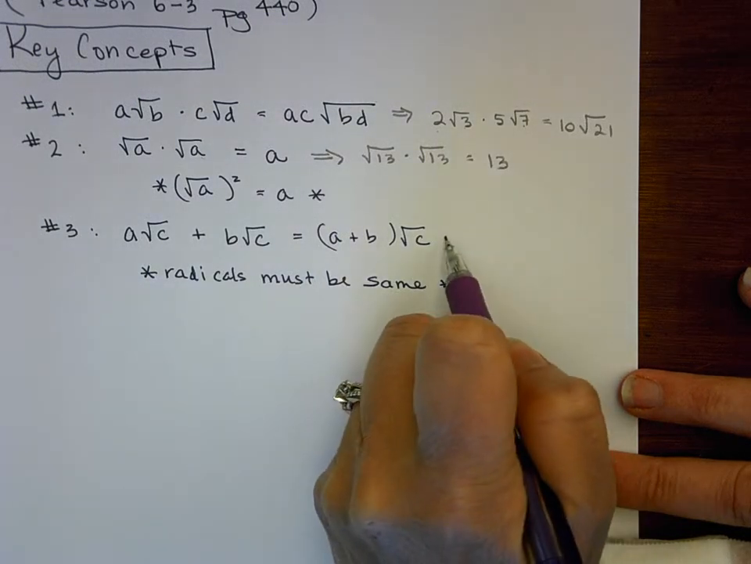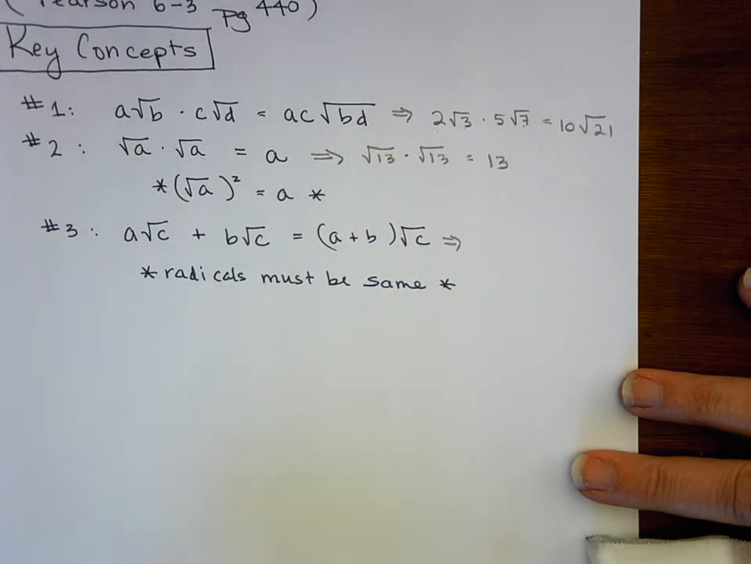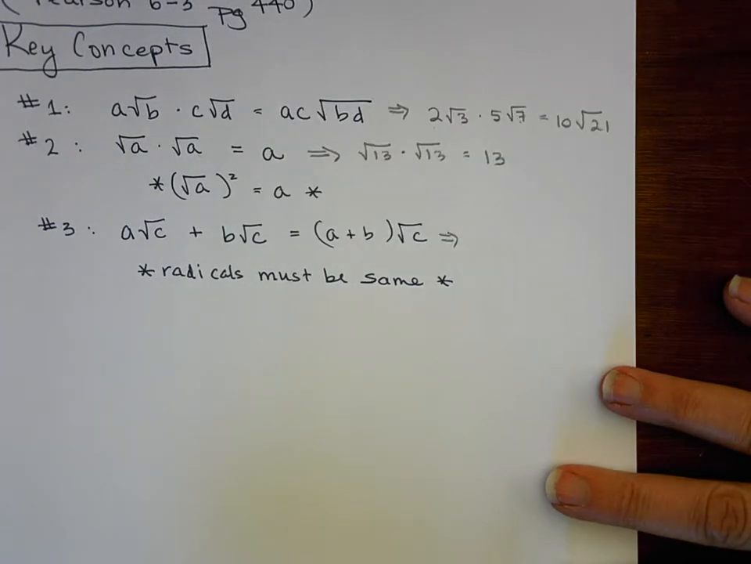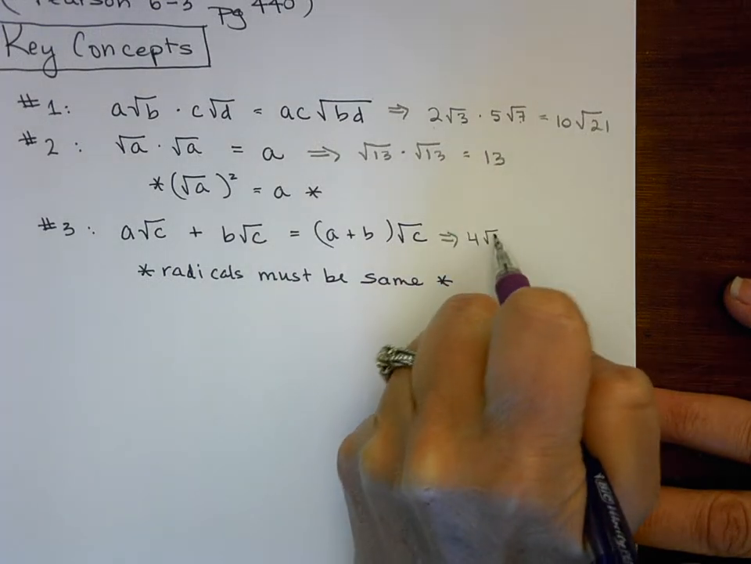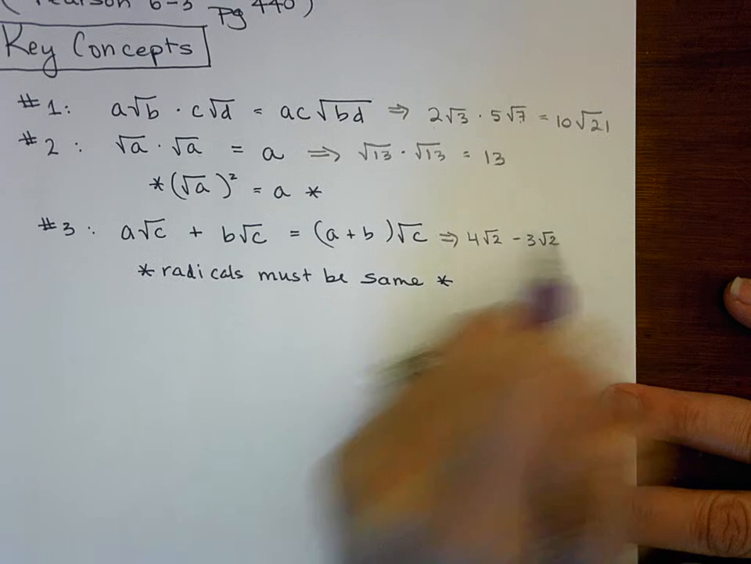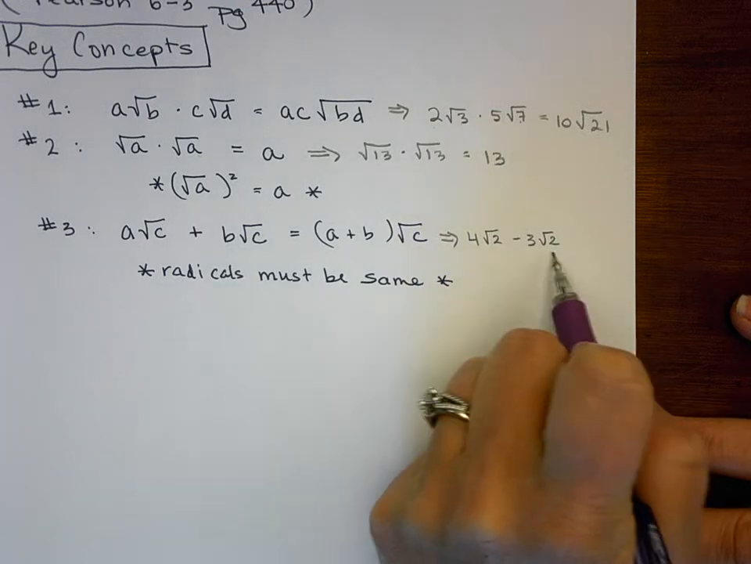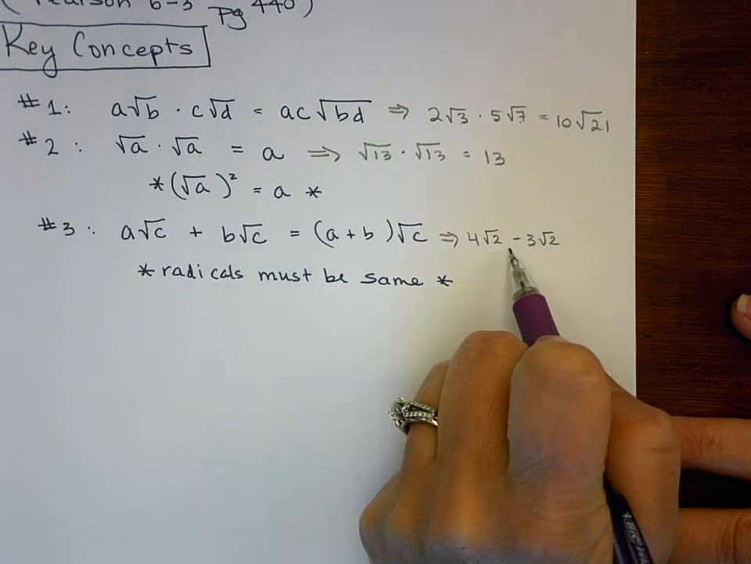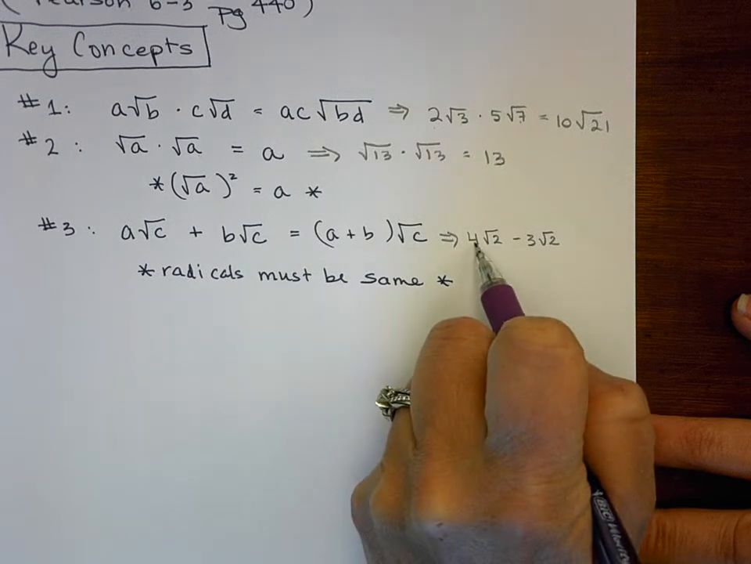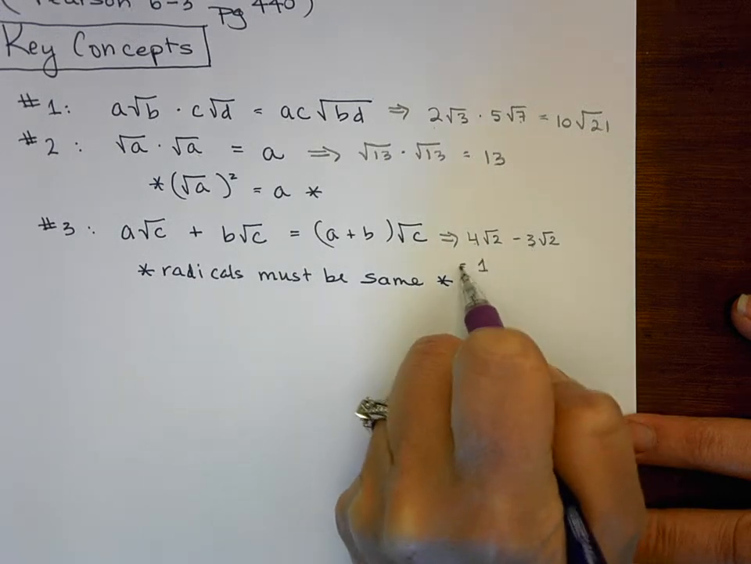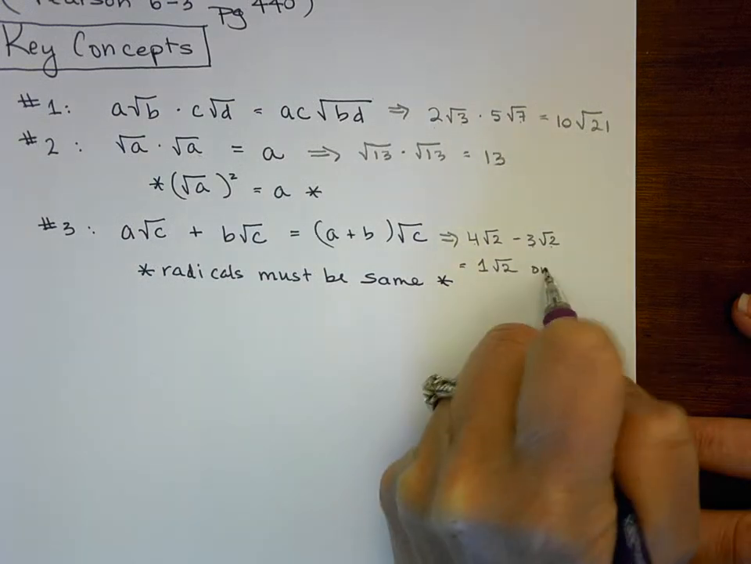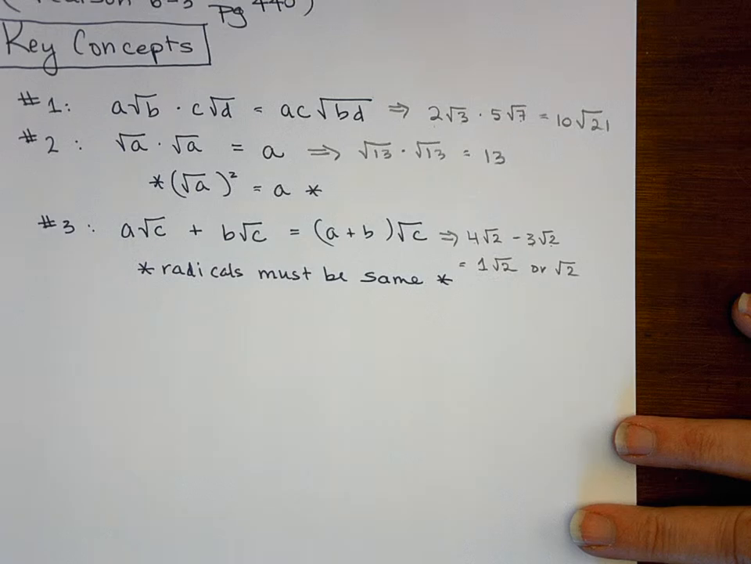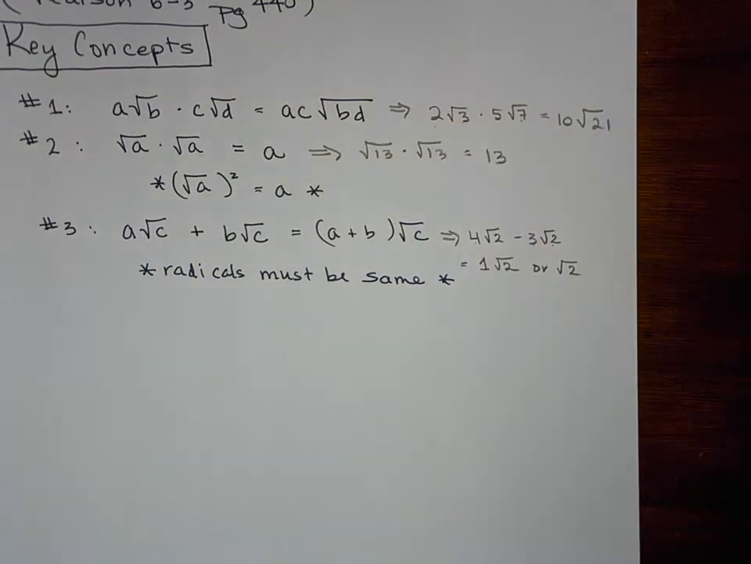And then just a simple example to see key concept number 3, the new one, and we'll do more elaborate ones, but just to get the basic idea. Say that I have 4 root 2 minus 3 root 2. And so I'm subtracting, right? These are the same radicals, so that means I can go ahead and subtract. And so then I would just do 4 minus 3, which is 1, and then I keep the radical the same. So that would be the same as 1 root 2 or just root 2. Okay? All right, so that's just the basic idea. So let's go ahead and do some examples here.